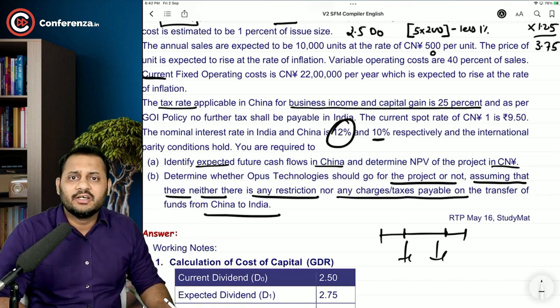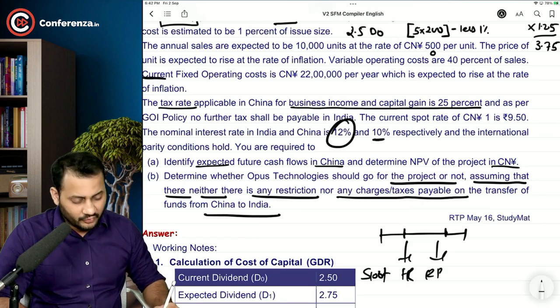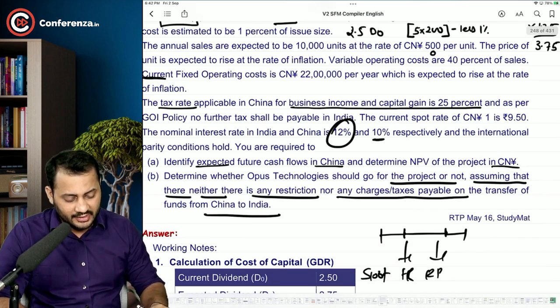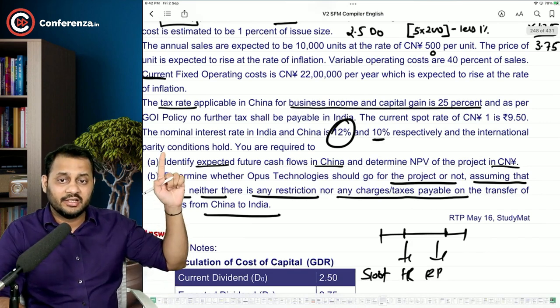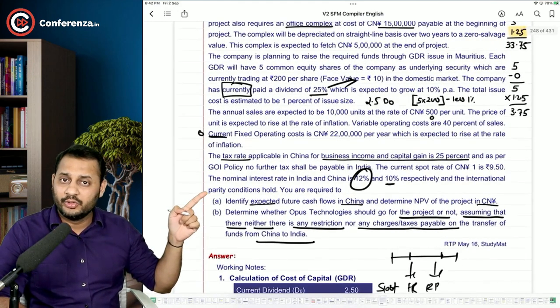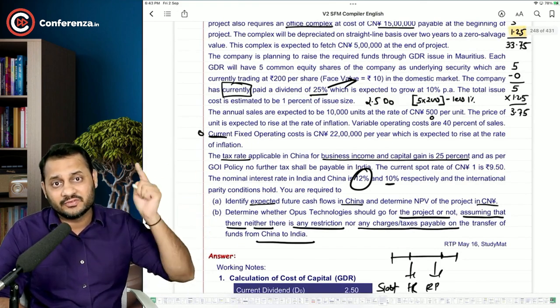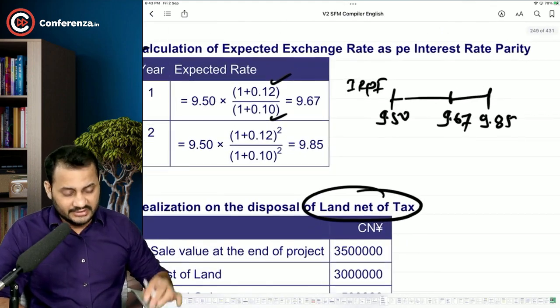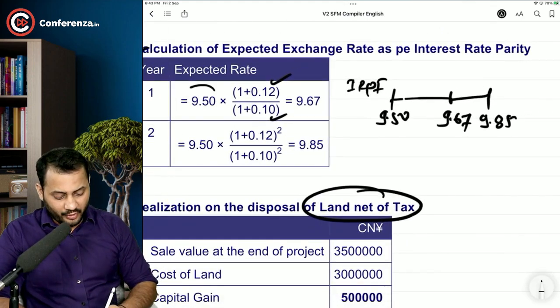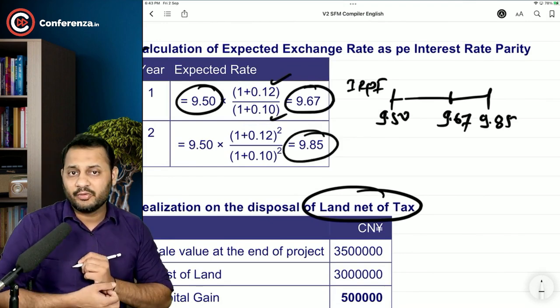So you transfer the funds to India on the respective dates. You know the spot rate, right? You have already calculated the forward rate for the first and second year in this calculation using interest rate parity theory, and the question is very clear that interest rate parity conditions hold true. That means whatever you calculate through interest rate parity theory, consider it the actual rate as well. So these will become the actual rates: 9.50 for the first year, 9.67 for the second year, 9.85.